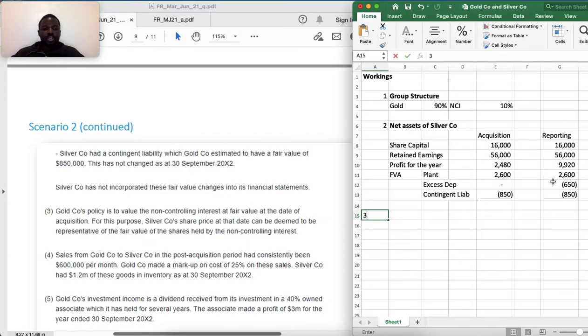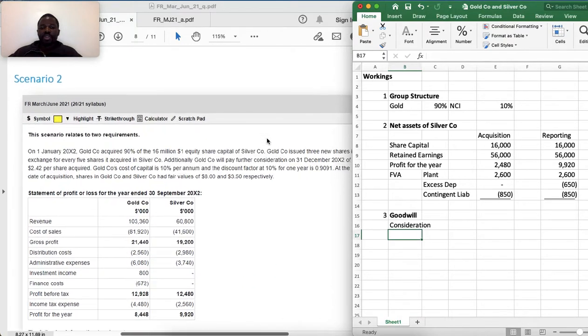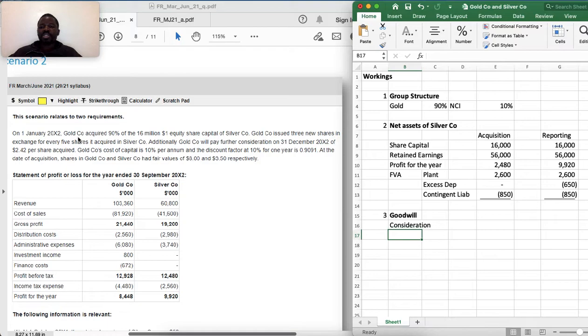Now let's go to working 3, which in this instance happens to be our requirement A. Working number 3, we will start with consideration. Consideration here, we see what the parent paid to acquire its 90%. So we are told here that on 1 January 20x2, Gold Co acquired 90% of the 16 million ordinary shares of Silver Co. Gold issued 3 new shares in exchange for every 5 shares acquired in Silver Co.